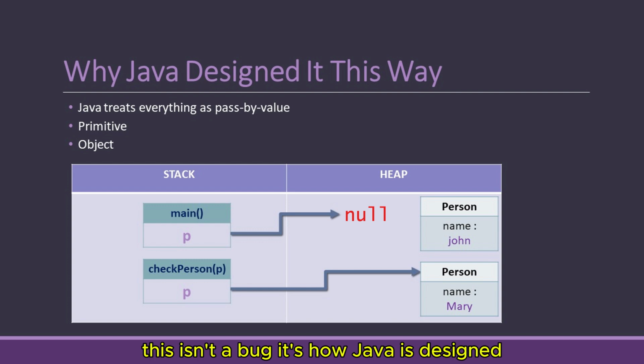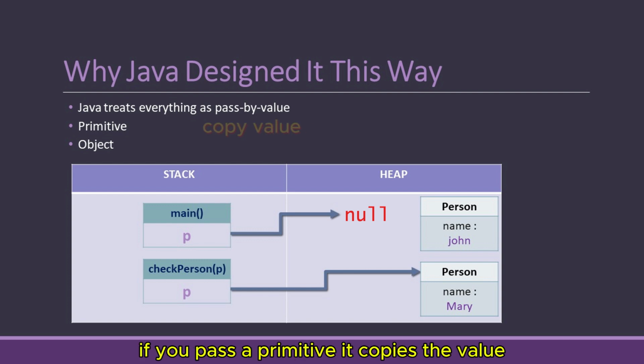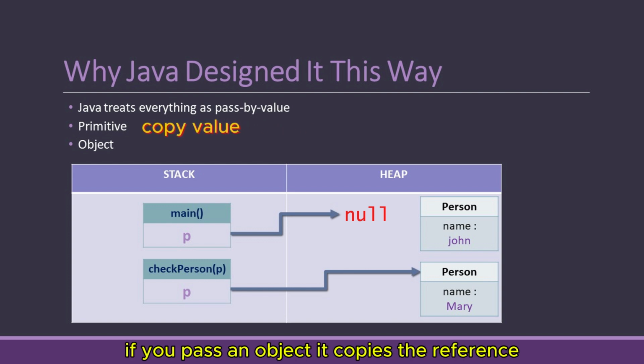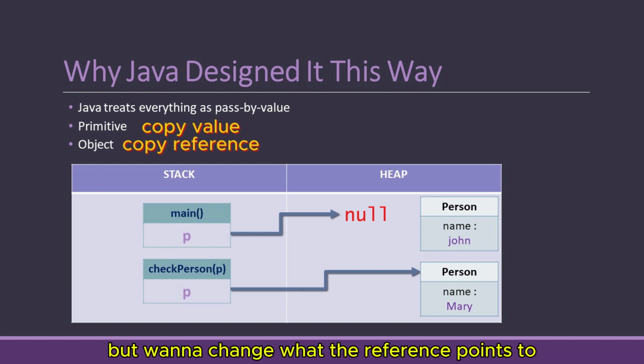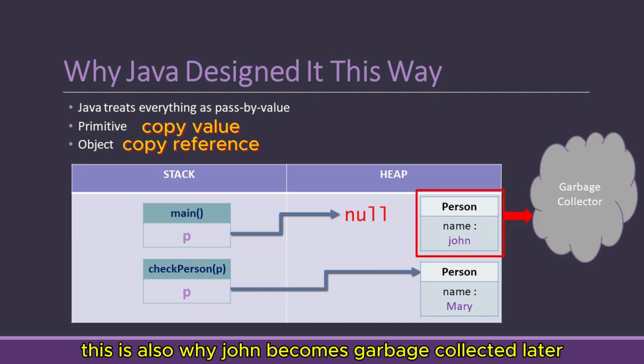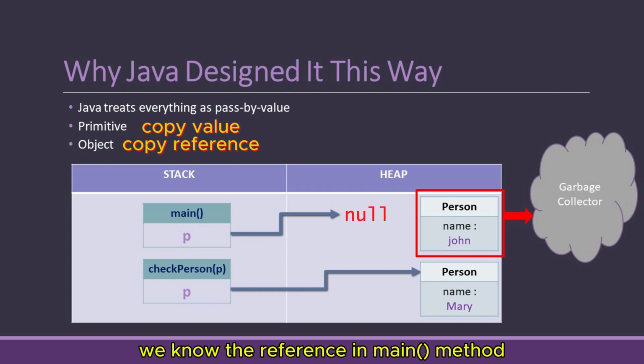This isn't a bug. It's how Java is designed. Java treats everything as pass-by value. If you pass a primitive, it copies the value. If you pass an object, it copies the reference. Want to modify the object? Sure. But want to change what the reference points to? Not going to work. This is also why John becomes garbage collected later. We null the reference in main method, so no one is pointing to it anymore.